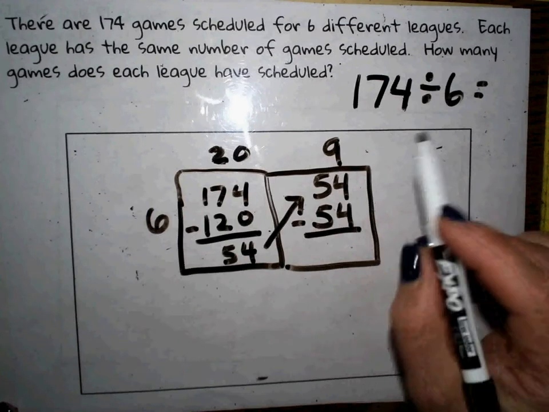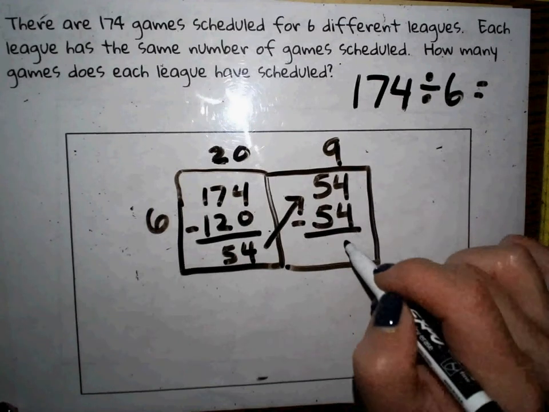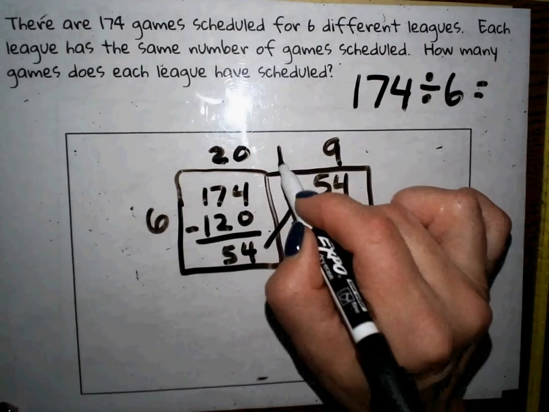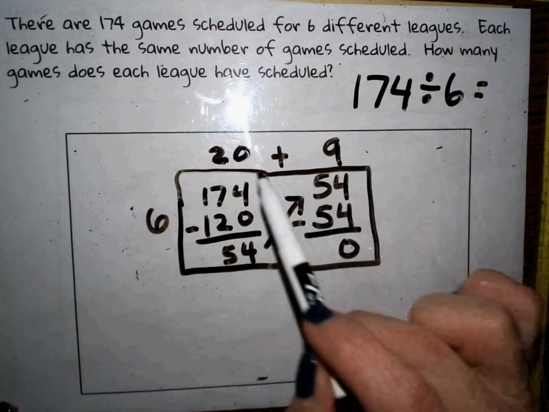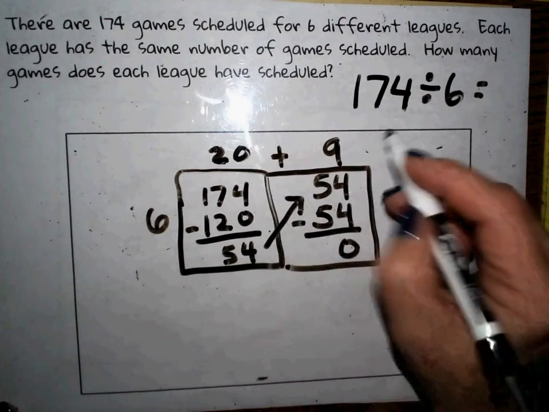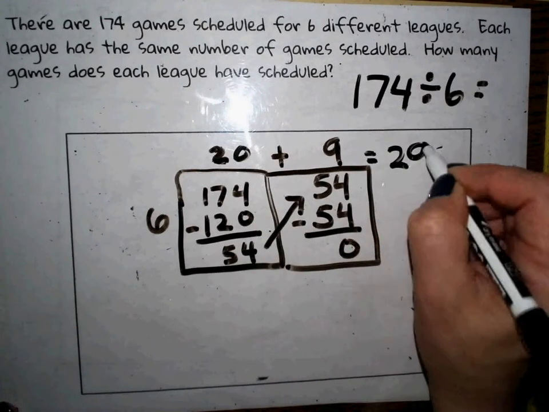And 54 minus 54 is 0. And I will add my partial quotients together. 20 plus 9 equals 29.